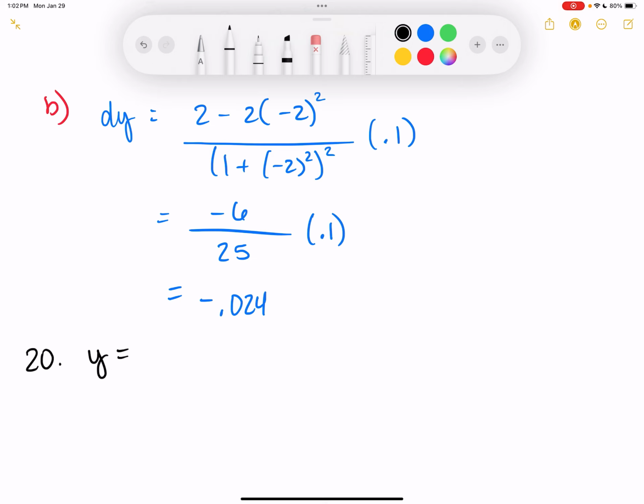Y equals 3 cosecant of 1 minus x over 3. Sorry. X equals 1. You didn't know what it said. dx equals 0.1.